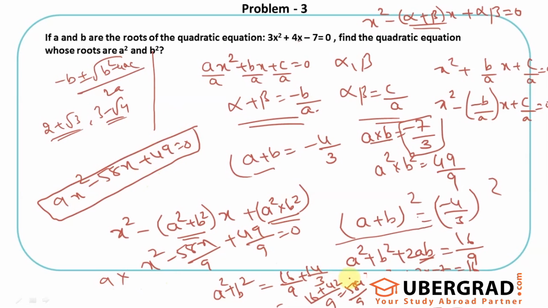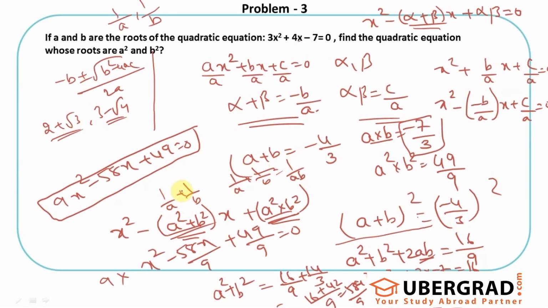All I'm trying to say is this. Once I know roots like a plus b and a into b, I can find for a square, b square also like this. And that's how you have to think. If they ask you what would be the quadratic equation if the roots are 1 by a and 1 by b, again use the same thing, x square minus sum of 1 by a plus 1 by b, plus 1 by a into 1 by b. So 1 by a into 1 by b is 1 by ab. I know ab, so I can find out 1 by ab.